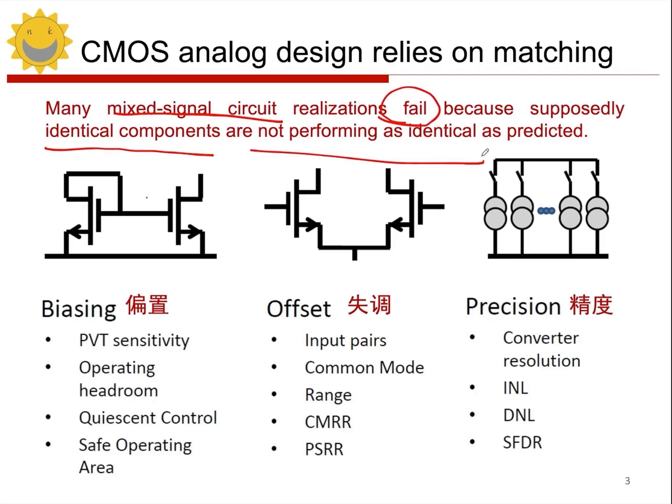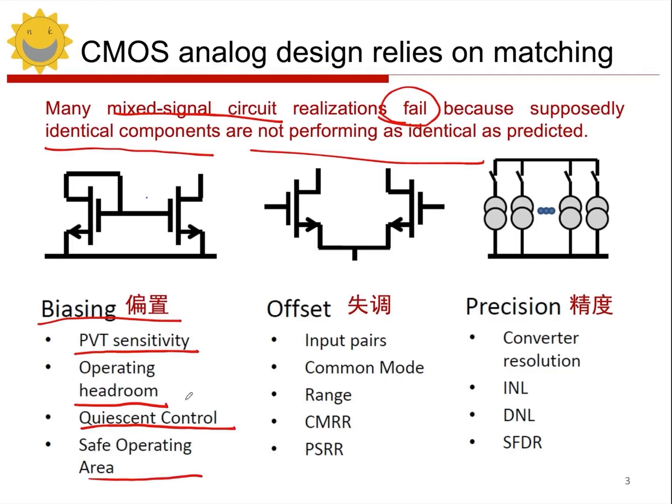So let's look at device matching. What characteristics of the circuit will be affected? Let's look at the main things. For example, the bias circuit. This matching characteristic will affect several aspects. For example, the PVT characteristic of the bias circuit, its sensitivity. PVT refers to process, voltage, and temperature, so the sensitivity to these three factors depends on the degree of matching. Additionally, the operating margins, safe static operating points, and safe operating ranges are all influenced by the matching characteristics.